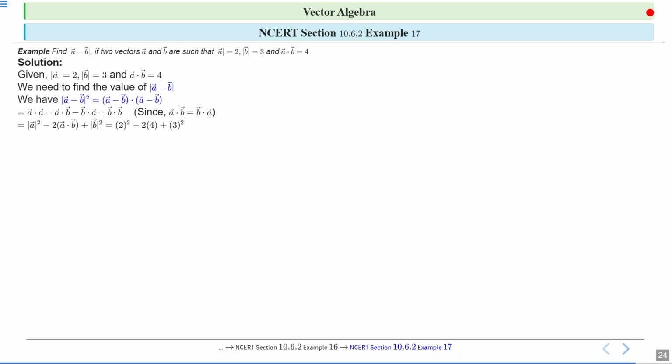Okay. Therefore, we can say that the magnitude of A vector minus B vector is equal to root 5. Right. Therefore, the magnitude of A vector minus B vector is basically root 5.